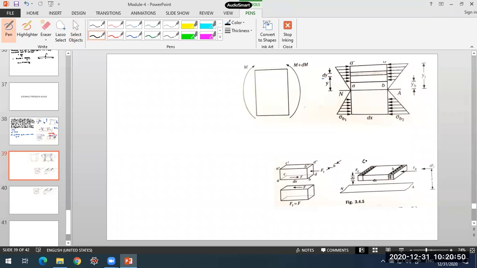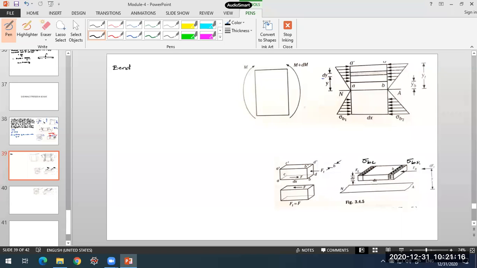Let us say this is sigma BL, okay, and sigma BR. These are the stresses which are acting on the left and right side faces of this section. So I can now write the expression for sigma BL as well as sigma BR. These are the bending stresses.